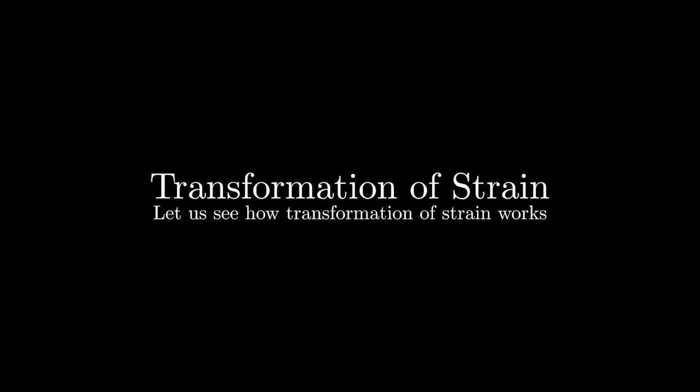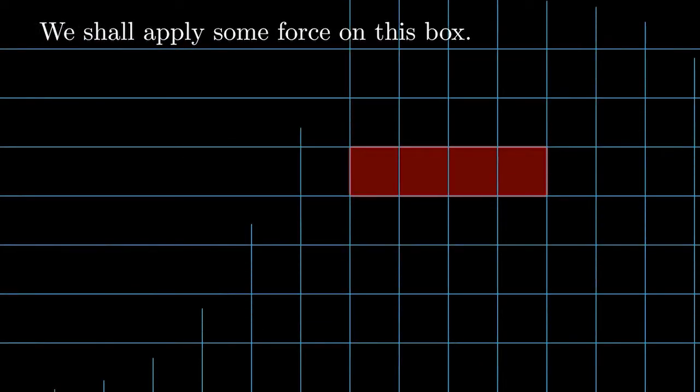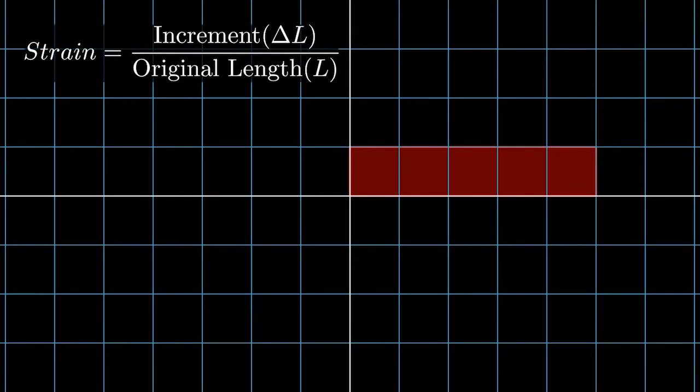But before defining transformation of strain, first let's take a look at the definition of strain. To show what strain is, let's consider a box in a 2D space. Now let's plot grid lines so that we can express this mathematically. This box is acted upon by a force F0 which causes a change in length. This change in length is modeled by an expression which is called strain, that is, increment in length by original length, delta L by L.